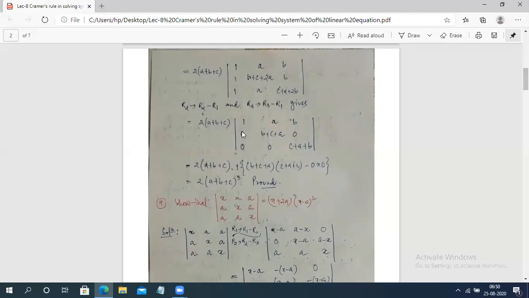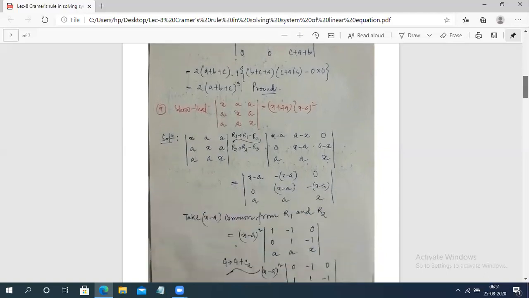After expanding along the first column, that is 1 into, just ignore this particular row and particular column and cross multiply the remaining terms. So (b plus c plus a) into (c plus a plus b) minus 0 into 0, that is 0. So we are having (a plus b plus c) whole square and 2 into (a plus b plus c). So after multiplying this, we are getting 2 into (a plus b plus c) whole cube. So it is proved.